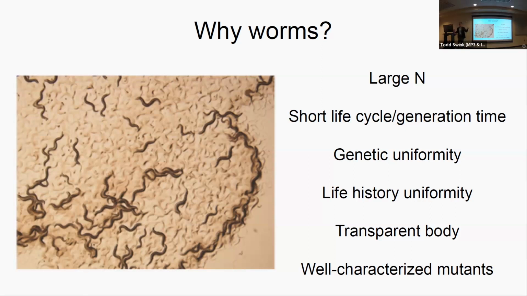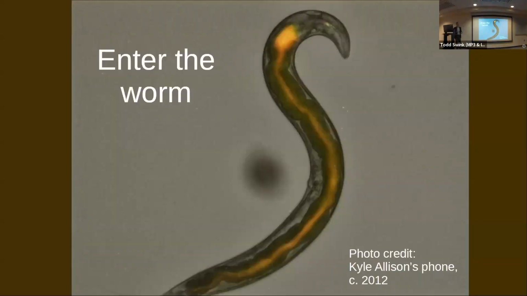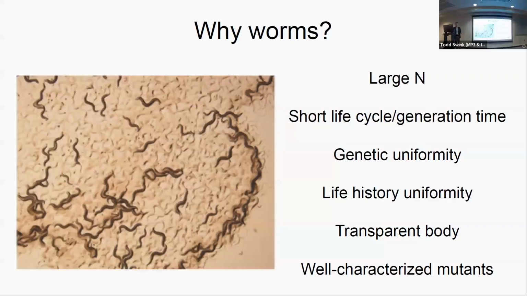And as a result, they're transparent. So we can put bacteria in them that are fluorescent, or we can put reporters in them that are fluorescent, and we can see what's happening in the bodies of these worms. And importantly for us, because I'm not actually a geneticist, you can call up the CGC and say, give me all of these mutants, and they will. And it's like $10 a strain. They're fantastic.